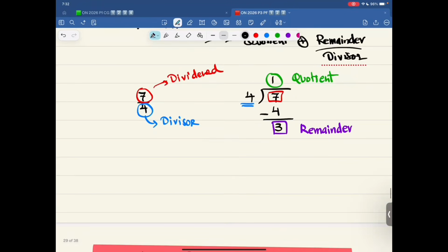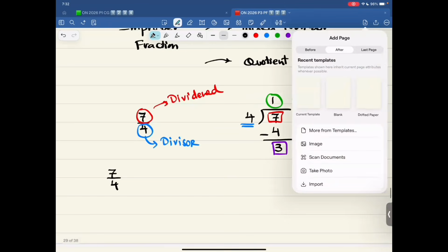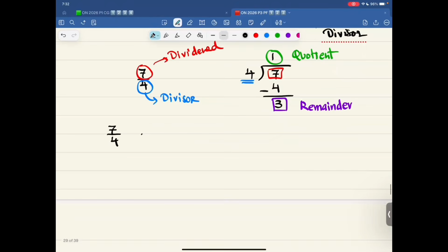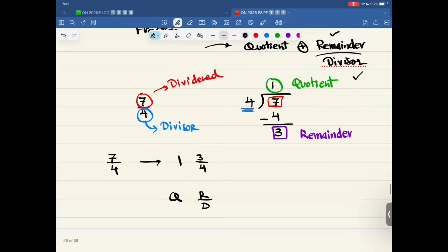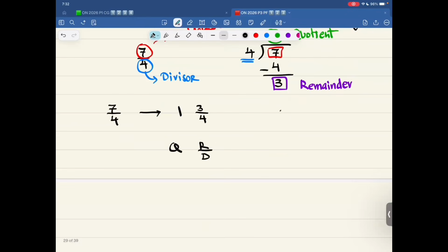So technically, 7 over 4 can now be written as 1 whole 3 over 4. That is quotient, remainder, divisor. All good? Quotient plus remainder over divisor. You can also write it like this: 1 3/4 is 1 plus 3/4. That is quotient plus remainder over divisor. Now let's apply this knowledge in algebra.